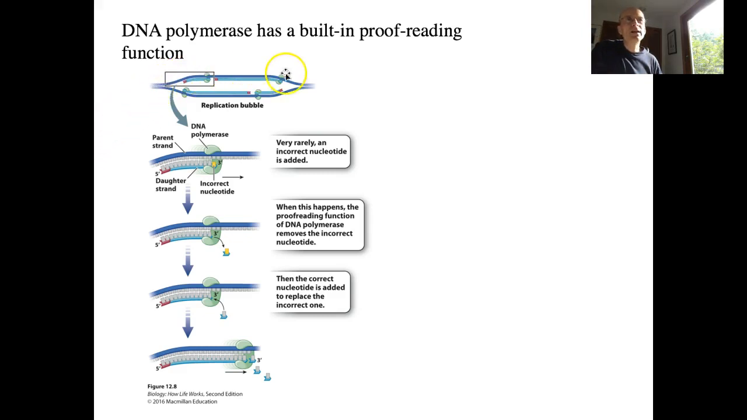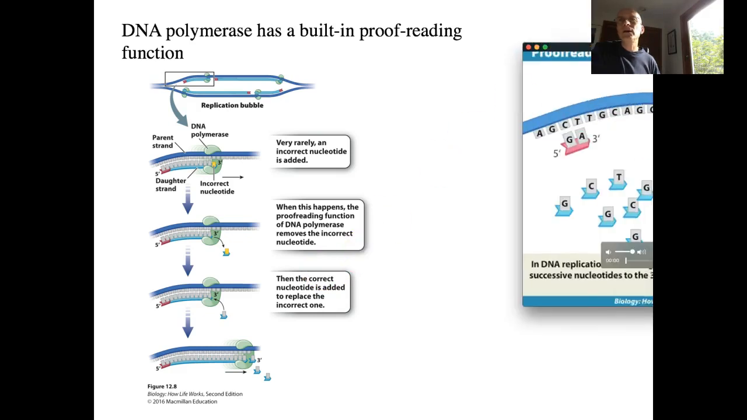So if you look here at this replication fork, there are two replication forks really at a long strand of DNA. If this is a chromosome, you can have the replication fork in multiple spots, and that is called a replication bubble. If we zoom in on this and look at how the DNA polymerase chugs along here and puts in an incorrect nucleotide, that doesn't happen very frequently, but when it happens, the proofreading function removes and replaces that piece with a correct piece. Your book has a little animation for that.